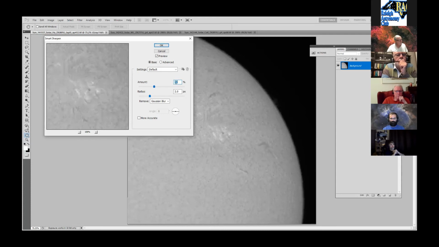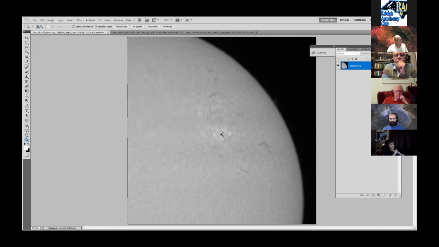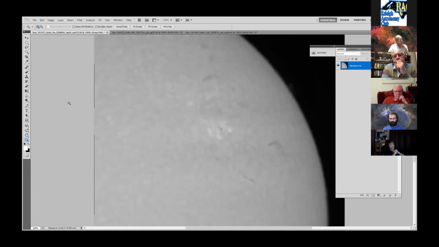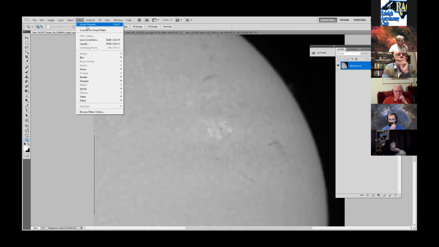So I'm just typing it in actually. I leave it at 50. The radius, I just leave it at 2. So we'll just sharpen it that much, okay? I can tell it sharpened it, but I can probably sharpen it more without going overboard. So I'm going to do it again. There's a repeat operation here for the last filter that you used, and in that case it's Smart Sharpen, so it's going to sharpen it by 50% again.